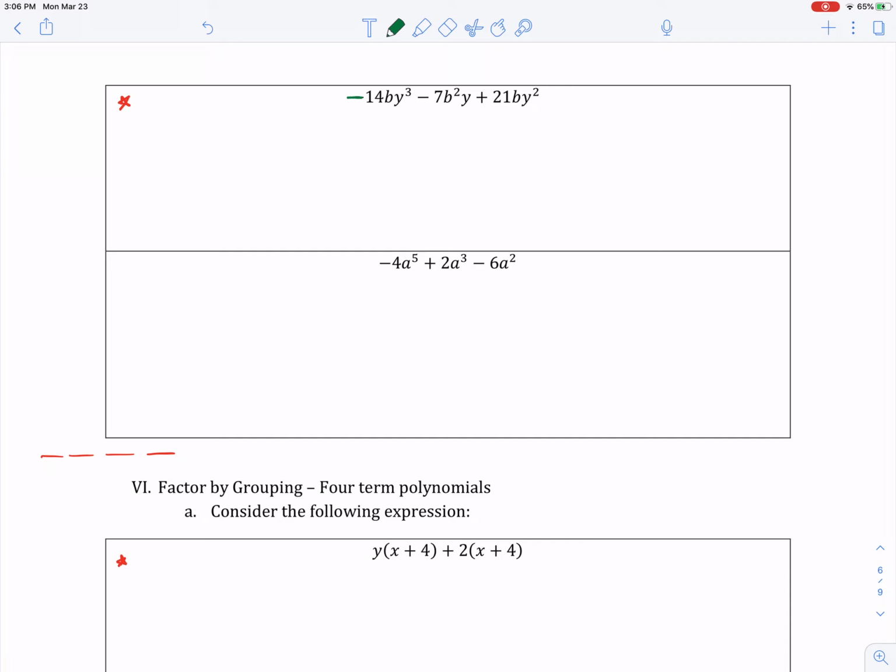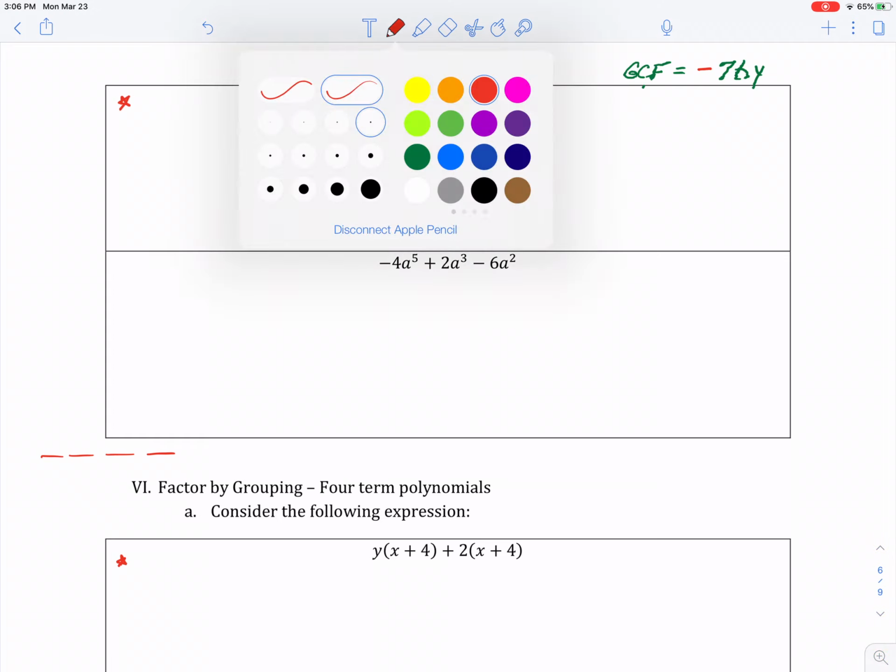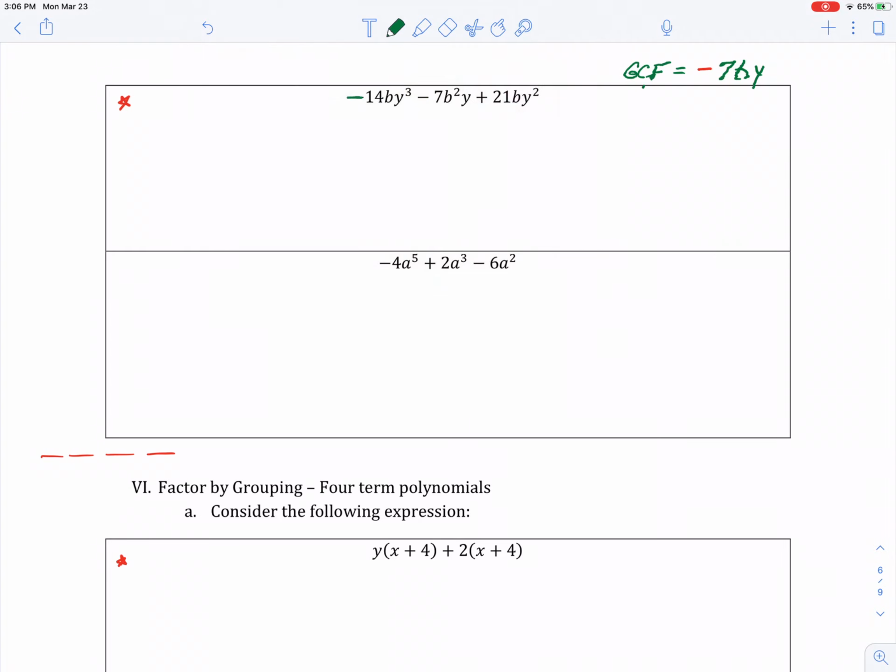All right, so I'm looking at this, and I can see that the GCF, looking at the 14, the 7, and the 21, is going to be a GCF of 7. I'm looking for the lowest exponent on the b variable, and it looks like that's b to the first. And I'm looking for the lowest exponent on the y variable, and it looks like that is y to the first. Now, I said because we were leading off with a negative, we were going to take out a negative GCF. So I'm just going to show you one of these.